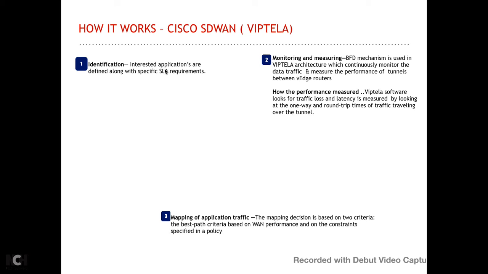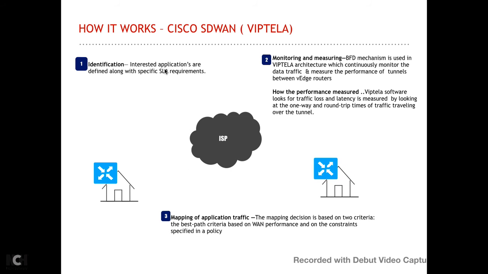Then based on that, it automatically maps the application to a required transport based on two criteria, which could be the best path criteria for WAN performance or as specified by some policies, which we call AAR. So let's see some animation of how things happen. Say you have two branch networks connected with a service provider over an IPsec tunnel, and traffic normally flows like this.